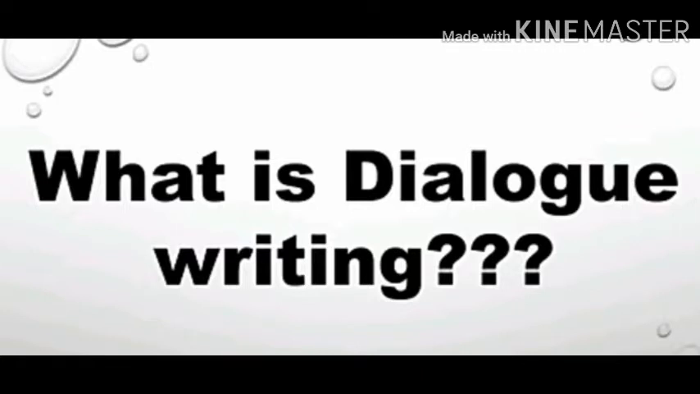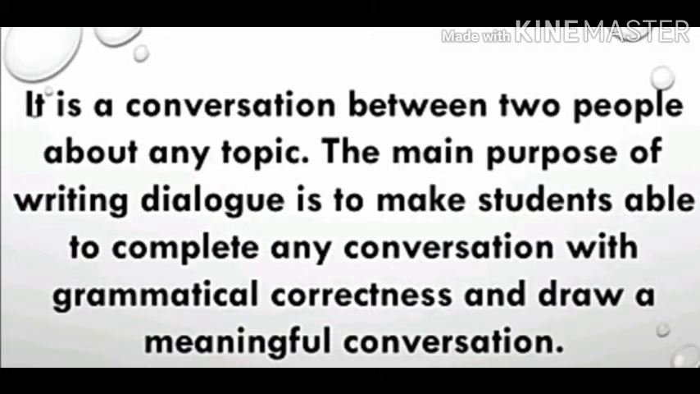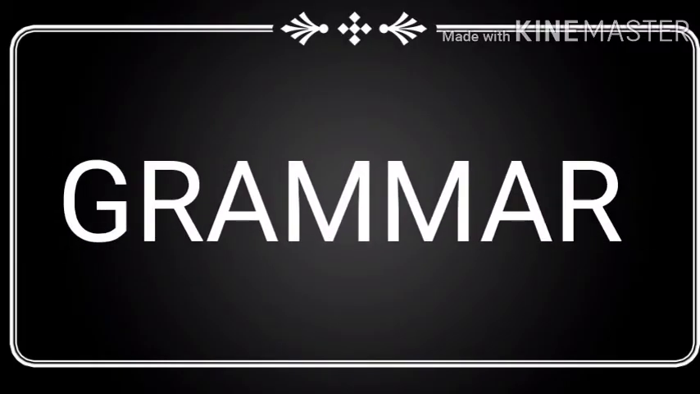First of all, we need to know what dialogue writing is. It is a conversation between two people about any topic. It means when two people are talking, that conversation. The main purpose of writing dialogue is to make students able to complete any conversation with grammatical correctness and draw a meaningful conversation. So in dialogue writing, grammar is very important. You need to write correct grammar. A single mistake can lose a mark.